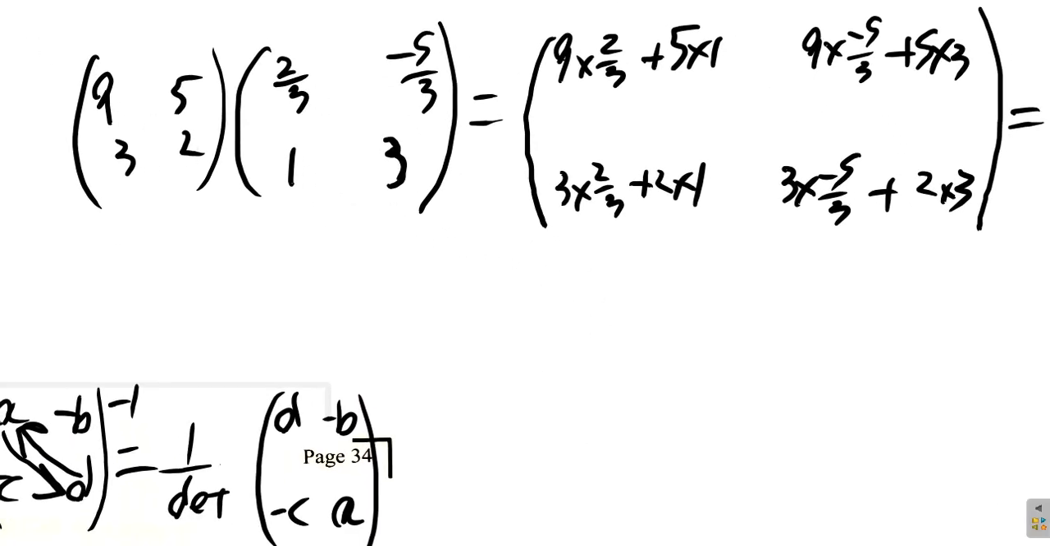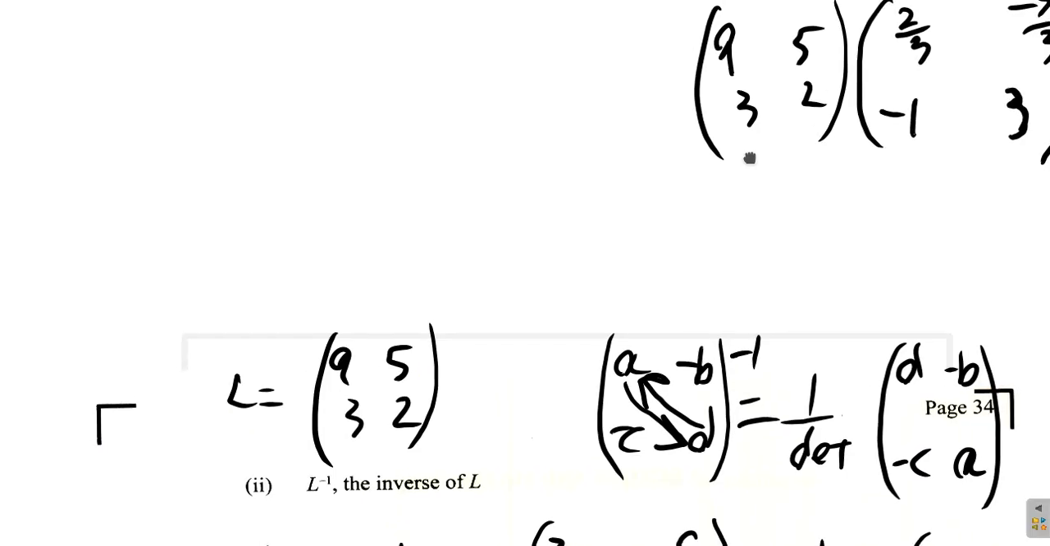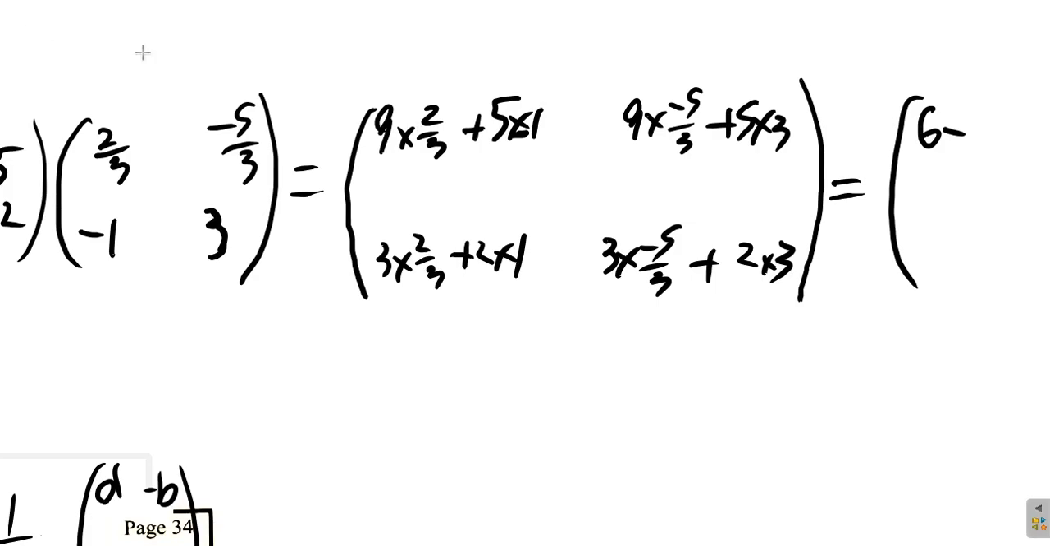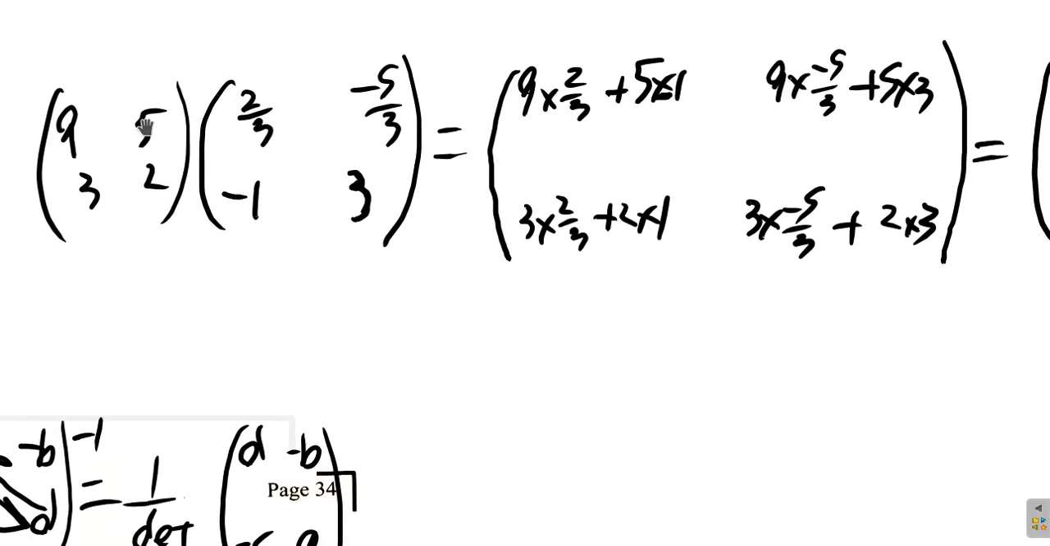And if we multiply the matrix by its inverse, we're going to get 9 by 2/3 plus 5 by negative 1. Alright? So it's 9 by 2/3 plus 5 by negative 1. Did I say negative 1/3 earlier? It's 5 by negative 1. Alright.